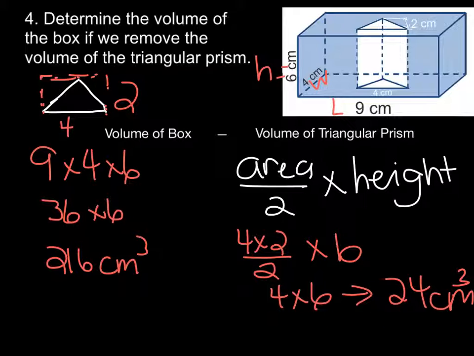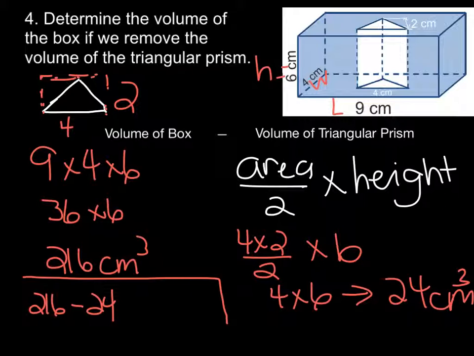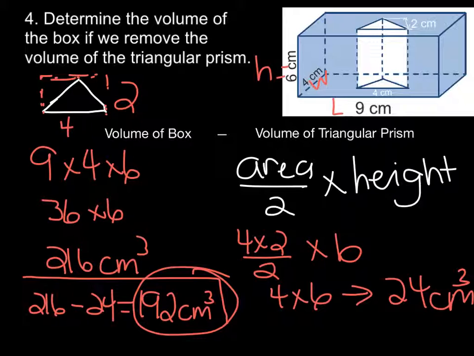And finally, what are we going to do to find the final answer? Let's look at our formula again that we started with. The volume of the box minus the triangular prism. So it's going to be 216 subtract the volume of the triangular prism, which was 24. And that is 192, yeah, don't forget your units, centimeters cubed. So that's our final answer.